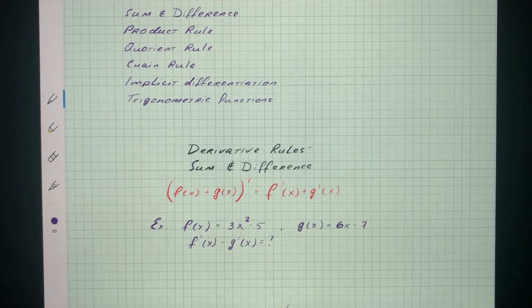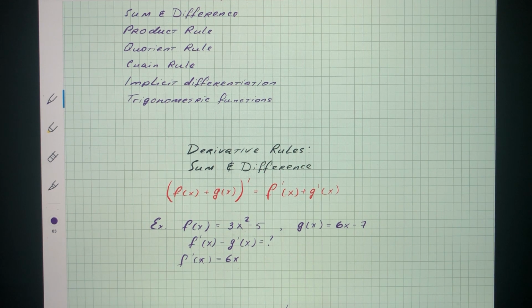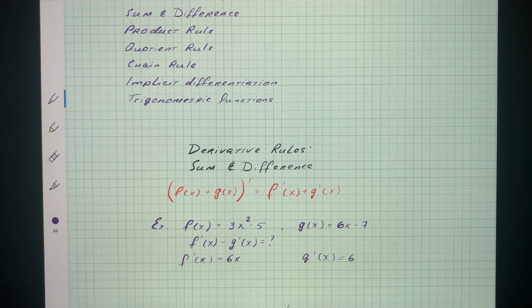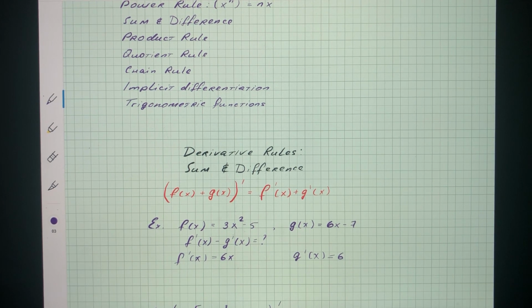Well, the derivative of f of x is going to be equal to, using the power rule, 3 times 2 is 6x, and the derivative of a constant is 0. So that's the end of the derivative of the function f of x. Now, what is the derivative of g of x? For g of x, the derivative of 6x is just 6, and the derivative of -7, once again, is 0. So if we are subtracting the two, the answer is 6x minus 6. And that's all there is.